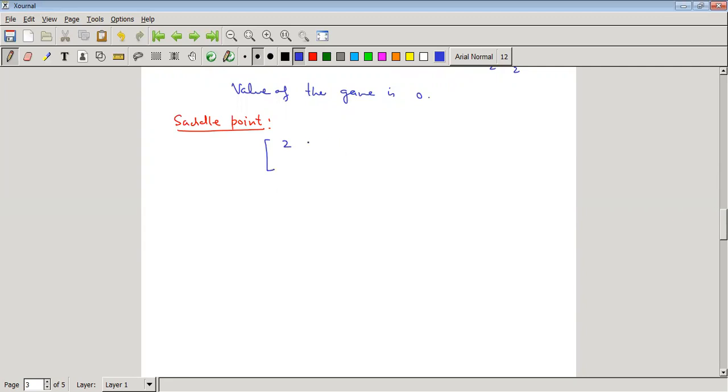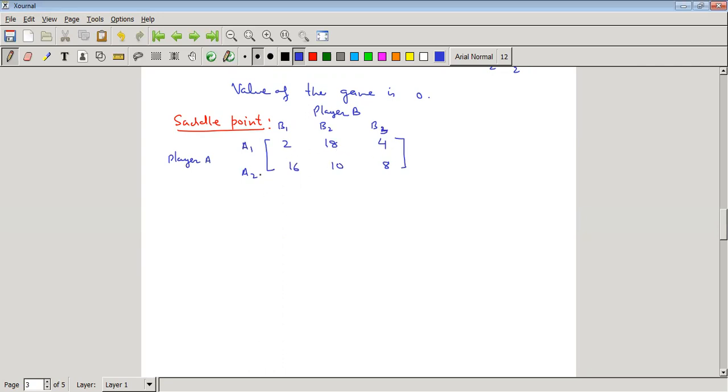2, 18, 4, 16, 10, 8. This is strategy number, let it be A1. This is A2. This is B1, B2, B3. It is according to player A and player B. Player A plays with two strategies A1, A2. Player B plays with three strategies B1, B2 and B3. So we have to find whether this game has a saddle point or not.